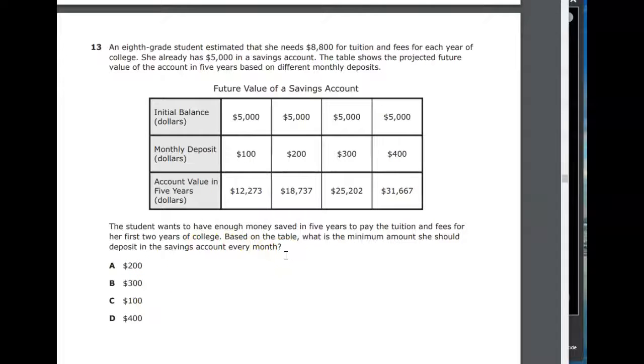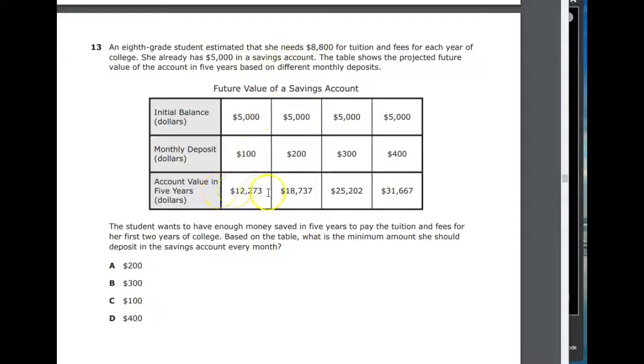How much money does she need? She needs $8,800 for tuition and fees for every year of college, right? How many years is she saving for? Go read the question. The student wants to have enough money saved in 5 years to pay the tuition and fees for her first 2 years of college. Cute how they write first. I need money for 2 years. How much does 1 year cost? $8,800. What do you think year 2 is going to cost? I'll help you, $8,800. What's 8,000 plus 8,000? $16,000. So she has to have at least $16,000 in the bank.